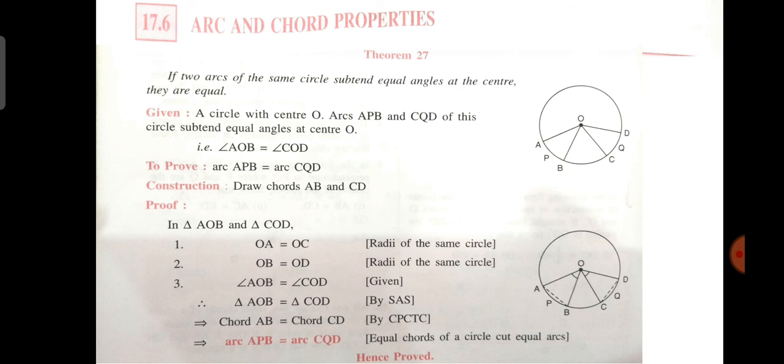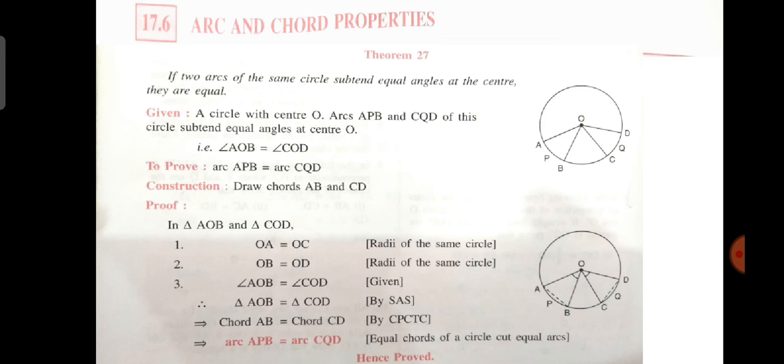Next is the converse of this theorem: if two arcs of a circle are equal, then they subtend equal angles at the center. This proof is not important. So these are the arc and chord properties, and four theorems have been proved here. You have to study the theorem and the proof. For the converse theorems, just study the theorem only. There is no need to study the proof, as the proofs are excluded in your syllabus.